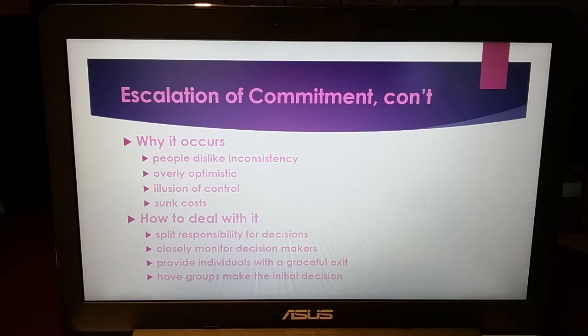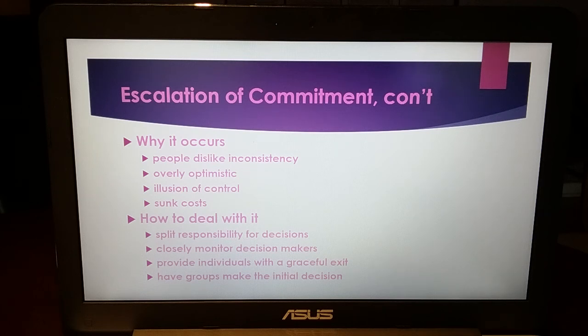So people like consistency, they don't want change. They tend to be overly optimistic about what's going to happen. They feel that they can control the situation. And then sunk cost. Sunk cost is this idea that you've already put so much into it, you're never going to get it back, that you don't want to lose that money. So probably one of the biggest issues with that, we'll talk about how to deal with it.